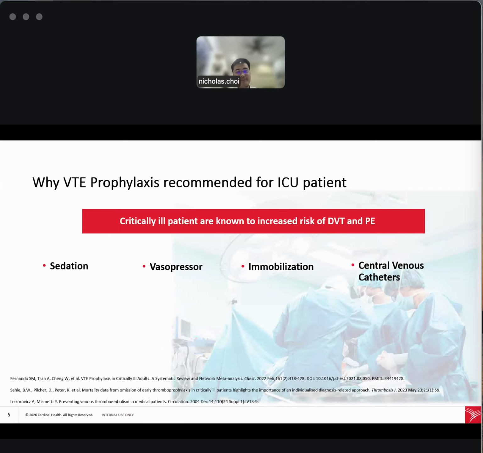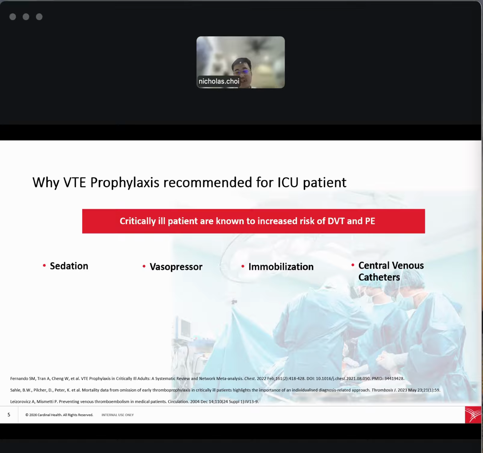So why are ICU patients at disproportionate, basically higher, risk? There are 4 factors that converge almost universally in critical illness. First of all, sedation, where your patients aren't moving, so venous stasis sets in immediately. Vasopressors, which cause direct endothelial injury and altered venous tone. Immobilization, days to weeks without any limb activity. And of course, central venous catheters, which cause direct endothelial trauma and provide a structural site for thrombus.